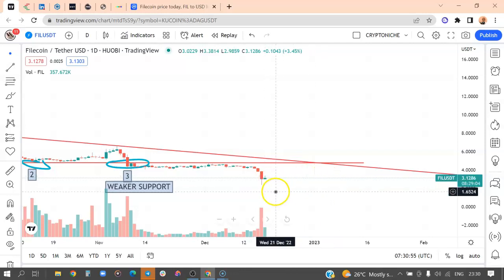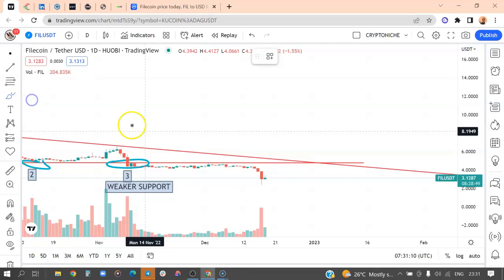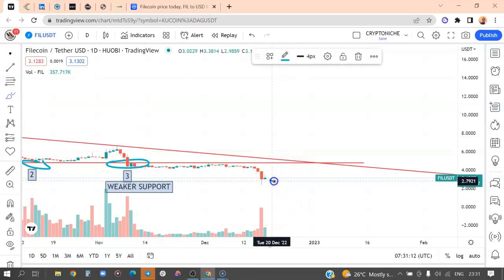But the moment it gets here, let's say you long Filecoin from here now. Let's say there was a rejection candle here, then you decided to long it.